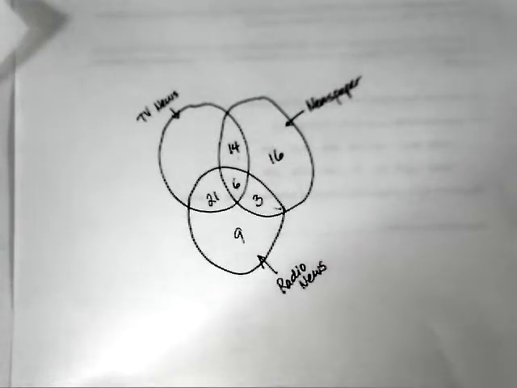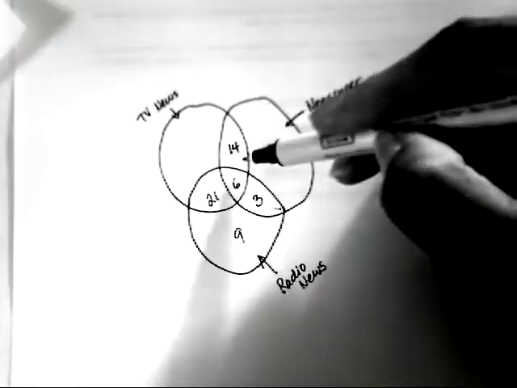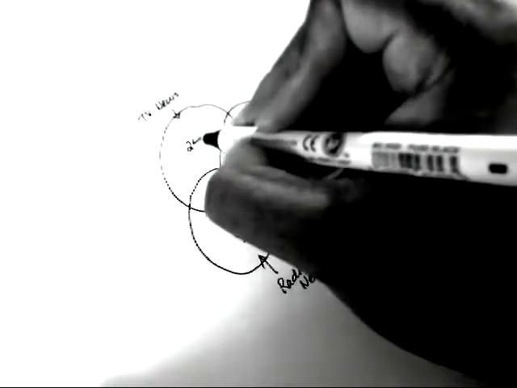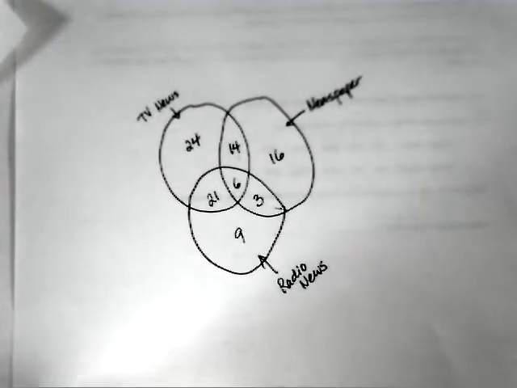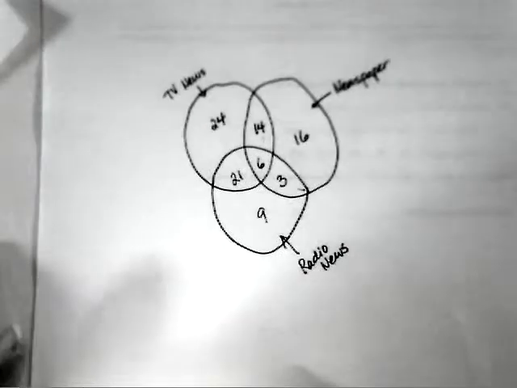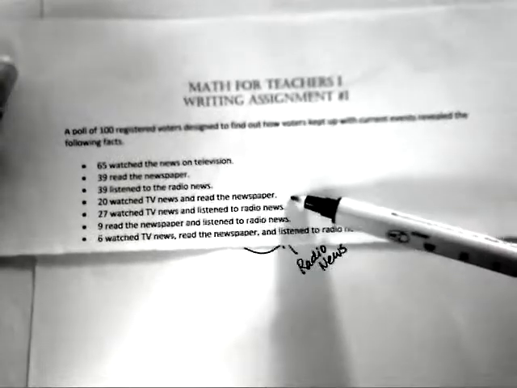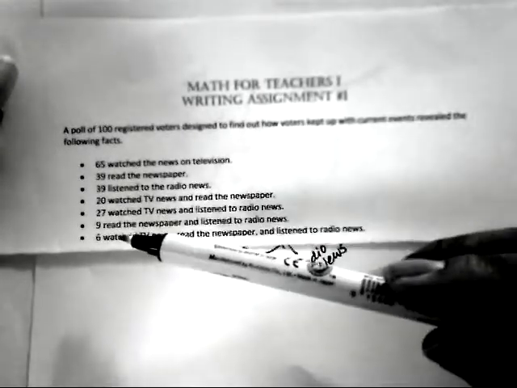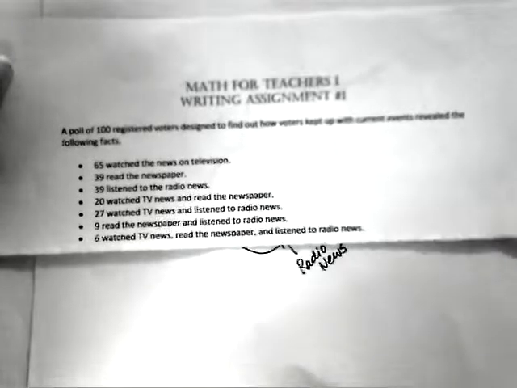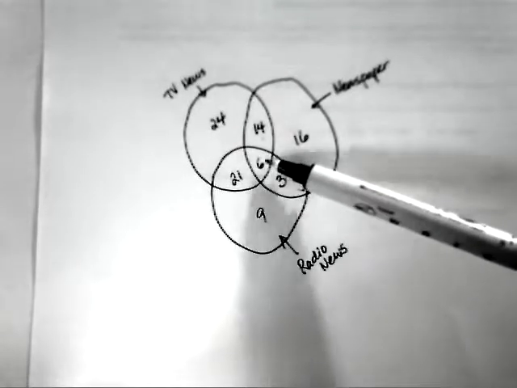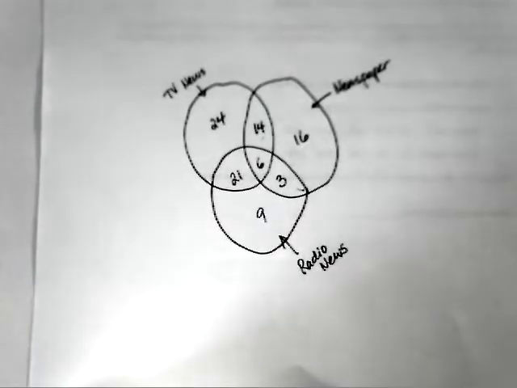And then 65 watched the news on television. So that's the circle right here, 14, 6, and 21. That's 41. 41 from the 65 would give you 24. So 24 people only watched the TV news. So this is the correct way of completing that Venn diagram. Okay? Because the key word here is this. If it had the word only in these situations here, then you would put those numbers there. But since it doesn't have the word only, you're going to have to do some subtraction, taking this number from those three numbers, and then start filling them in one by one. Okay, so that's how we do the Venn diagram.